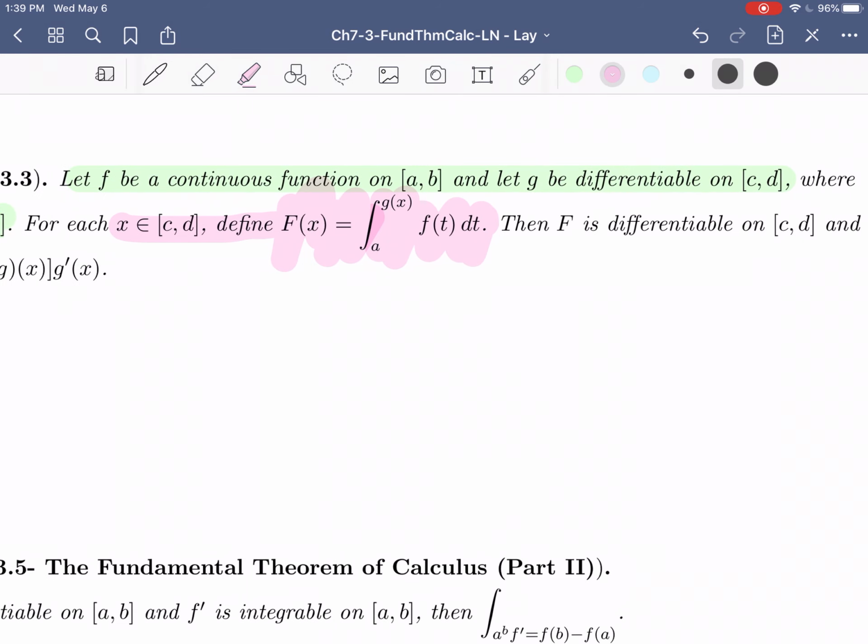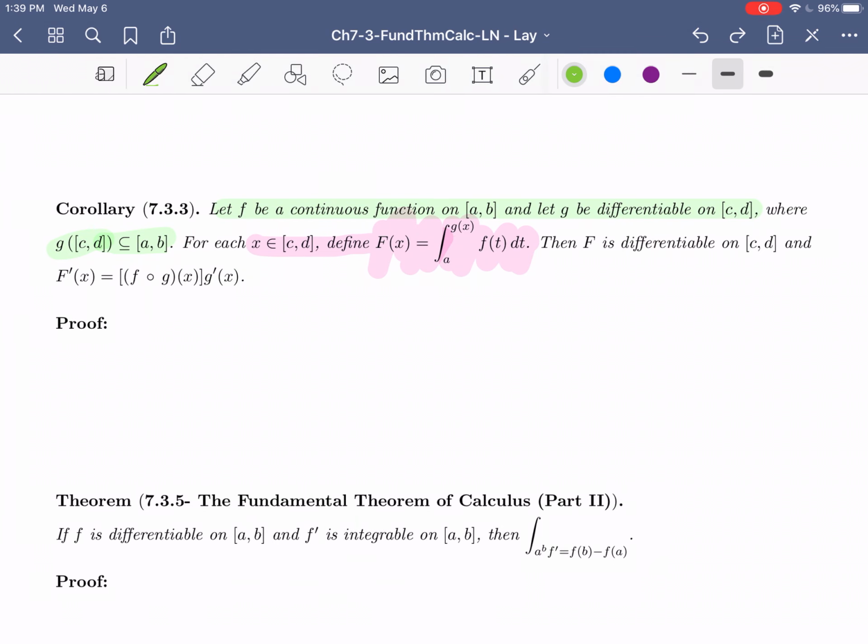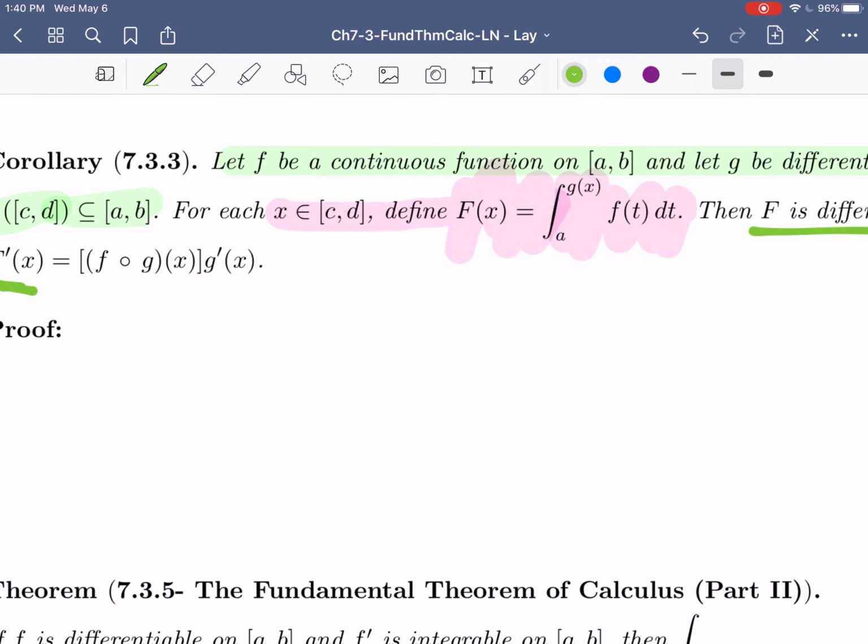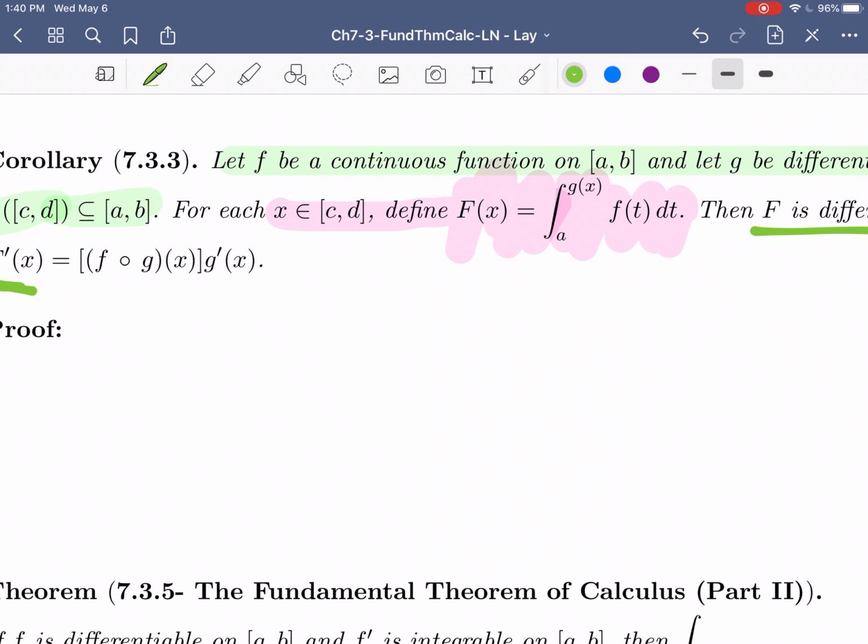Right, so here we are replacing the upper limit of integration that we had in the fundamental theorem of calculus part 1 with g of x instead of just x itself. And when we do that, we find that big F is differentiable on [c, d], and its derivative, F prime of x, is equal to f of g of x times g prime of x.